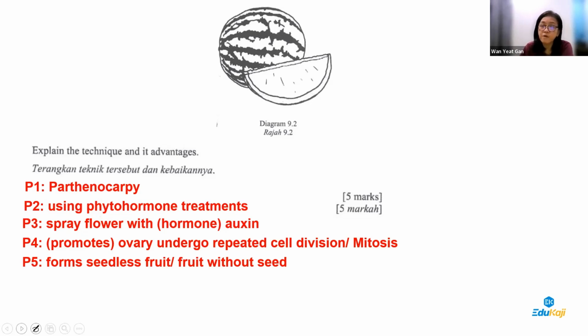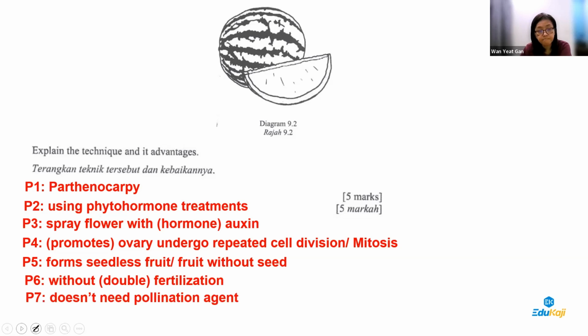So you don't have to wait for pollination, don't have to wait for fertilization in order to produce the fruit. The fruit is formed by spraying hormone. So there is no need to wait for the plant to pollinate and to fertilize. This is a technique that is faster. It produces fruit without seeds. Okay, so this is a faster technique, shorter time.